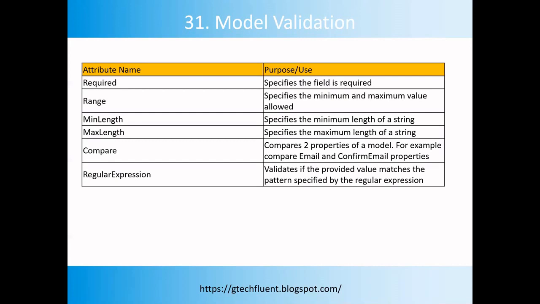Next we have Compare. It compares two properties of the model, for example, comparing the email and confirm email properties. Another example is password and confirm password. The next attribute we have is RegularExpression, commonly used for validating an email address, phone number, and pin code. In this way we can use these attributes as per our requirement.